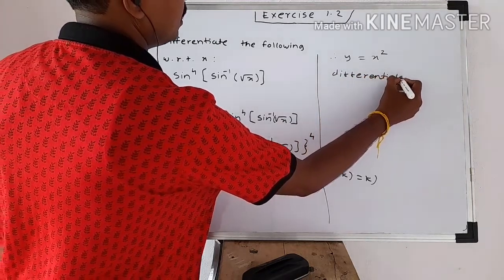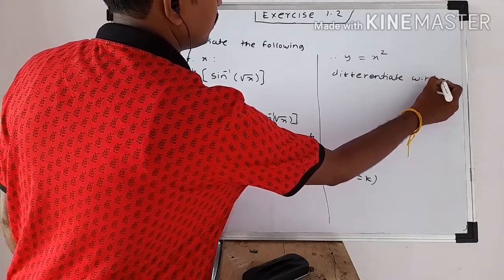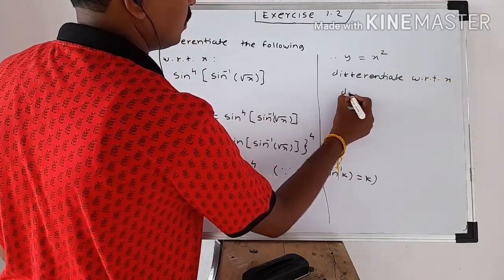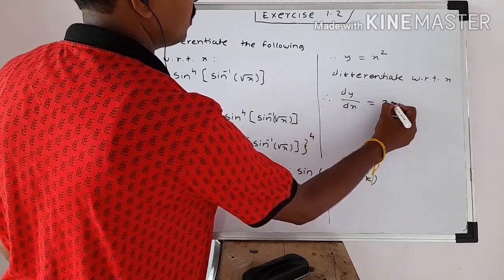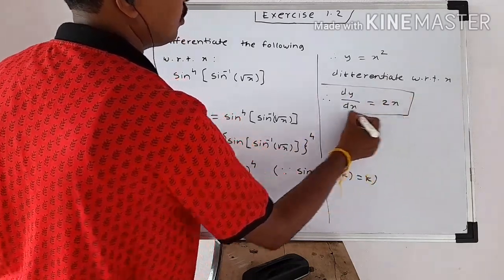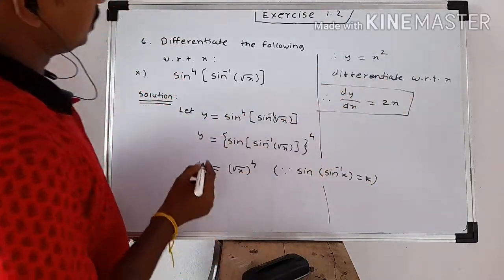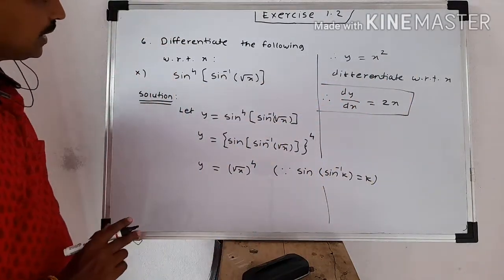Now we will differentiate the above function with respect to x. Therefore our final answer will be dy by dx equal to the derivative of x square. A very simple formula: the derivative of x square is 2x. This will be the solution for the 10th example.